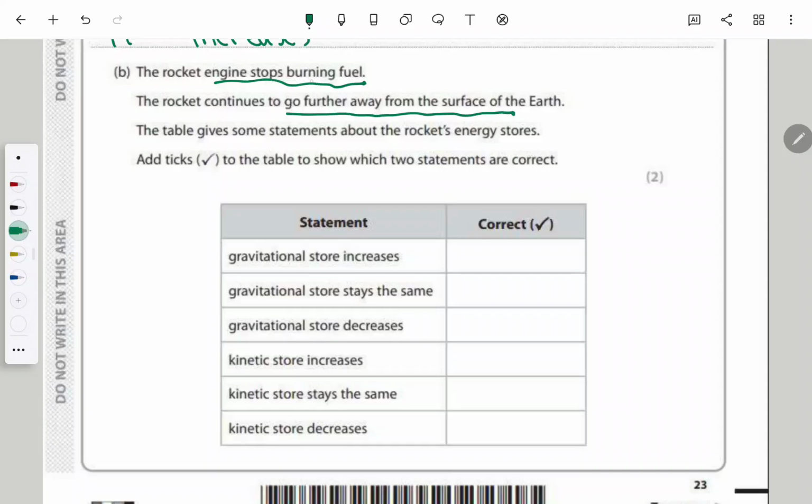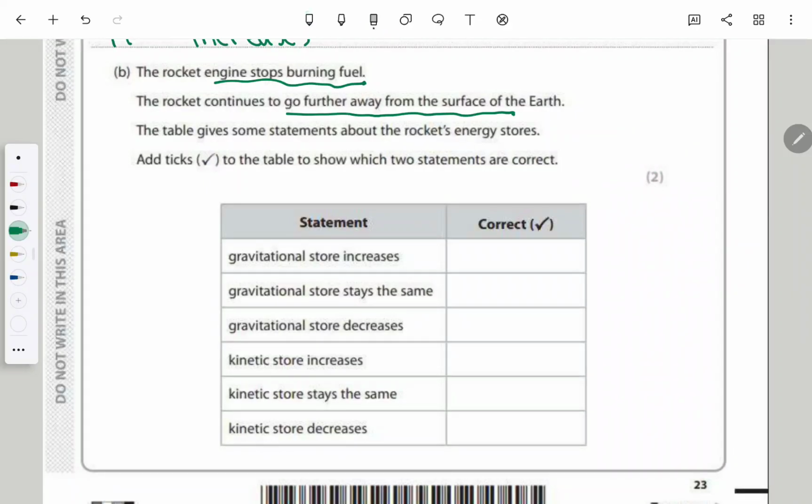The rocket not burning fuel anymore means its speed is no longer increasing. It's still going up, but it was going up very fast, and then suddenly it's going up slowly, if that makes sense, because it's no longer burning fuel. So the kinetic energy has to decrease because the speed went down. And since it's still going up, even though it's going up slowly, the gravitational potential energy continues to increase. I hope it's clear.